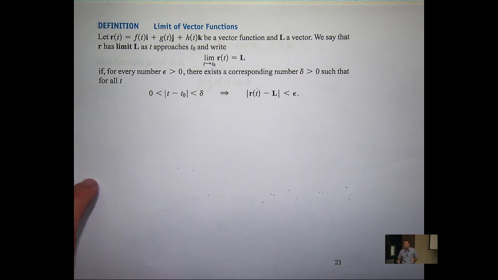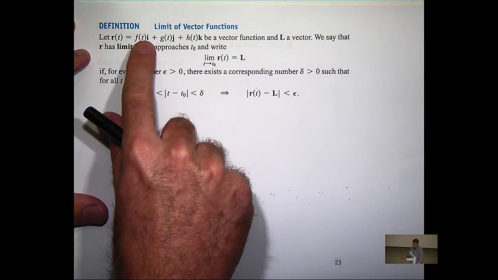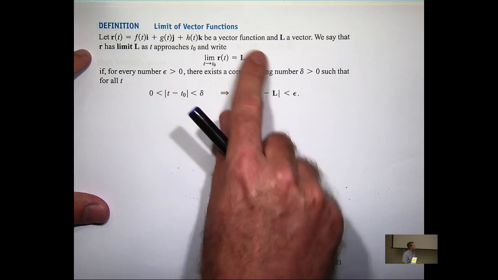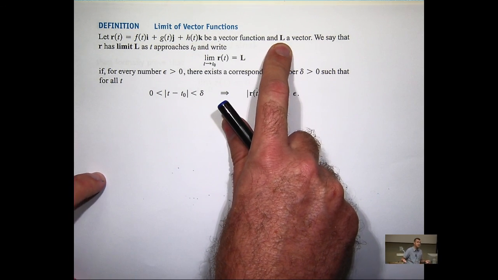What about if we wanted to get a little bit more precise? Now, some of you may have seen this definition in first year, some of you may not. 1131 would be the place where you may have seen it. Although this is in a slightly different form because we've got vector-valued functions here. All right, so let's try to read it and understand what's going on. Suppose we have a vector function here with these functions as the coordinates. Let this boldface L be a vector.